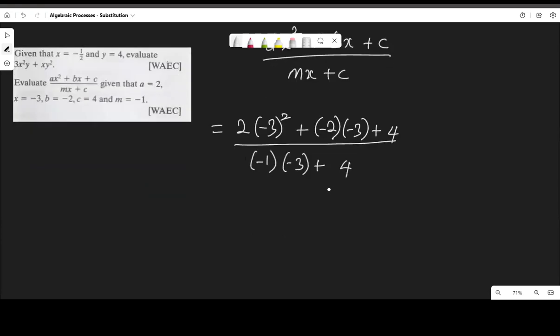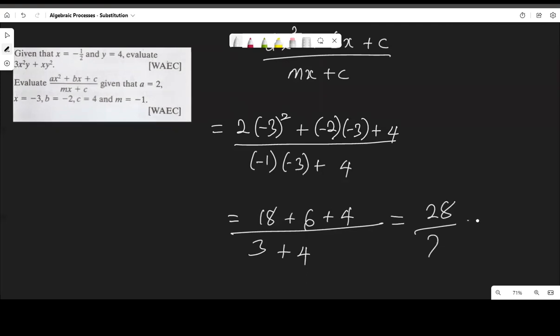Okay? Negative 3 squared, that is negative 3 times negative 3, which is 9. 9 times 2, 18. And negative 2 times negative 3 is 6. And plus 4 all over negative 1 times negative 3 is 3. And plus 4, which is 18 plus 10, that is 28 over 7. 28 divided by 7 is 4.